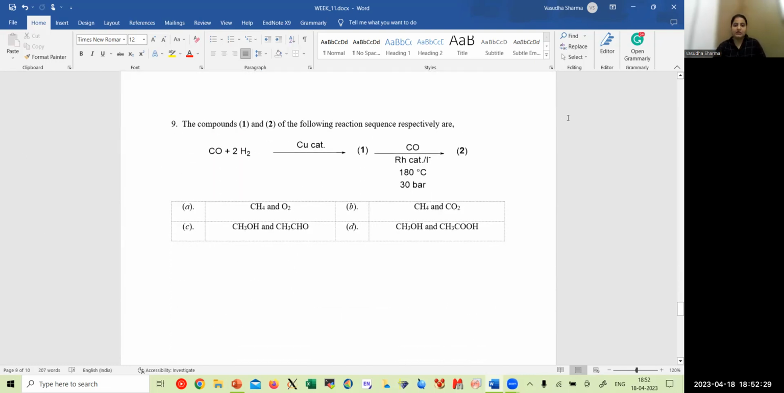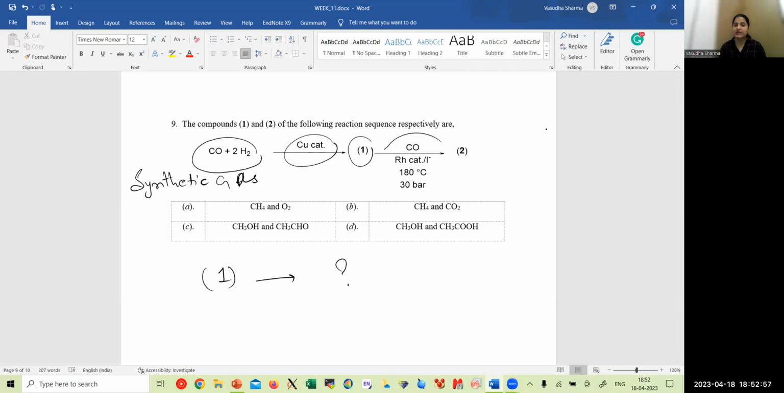substituent. The ninth question is very interesting, that we have just seen in the lecture slide. The compounds 1 and 2 of the following reaction sequence respectively are. So here, this is synthesis gas, as we have seen and read a lot of times. So synthesis gas, with the copper catalyst, will give you 1. So what is 1? We need to identify.